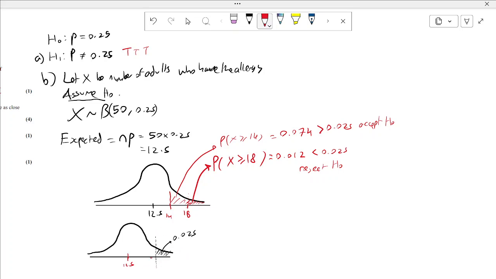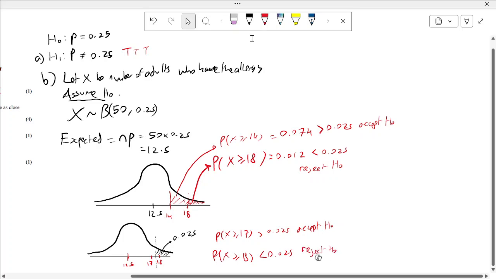Let's say you calculated that the probability of x being greater than or equal to 17 was more than 2.5%. Okay, so 17 was more than 2.5%. So this would lead you to accept H0. It's not extreme enough for you to change your mind. But then say that 18 crossed over the threshold, and x being greater than or equal to 18 was now less than 2.5%, it would lead you to reject H0.